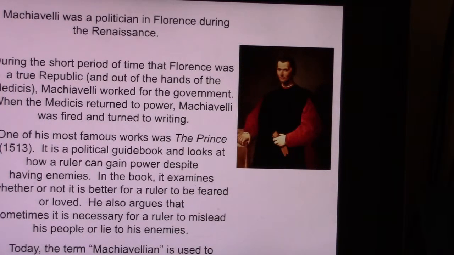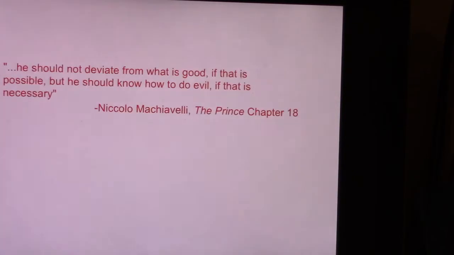And it was a political guide that said, this is how a ruler should gain power. And when you have it, is it better to be feared, or is it better to be loved? And he said, sometimes it is necessary for a ruler to mislead his people to keep secrets from his enemies. And he said it is better for a ruler to be feared than loved. And so if you hear the term Machiavellian today, it means someone who is very mysterious and uses deceit and is kind of a spy and works his way around things to further their own objectives.